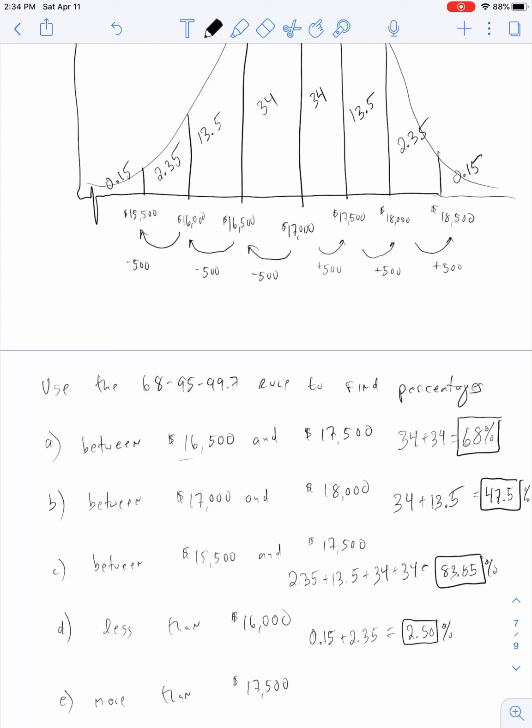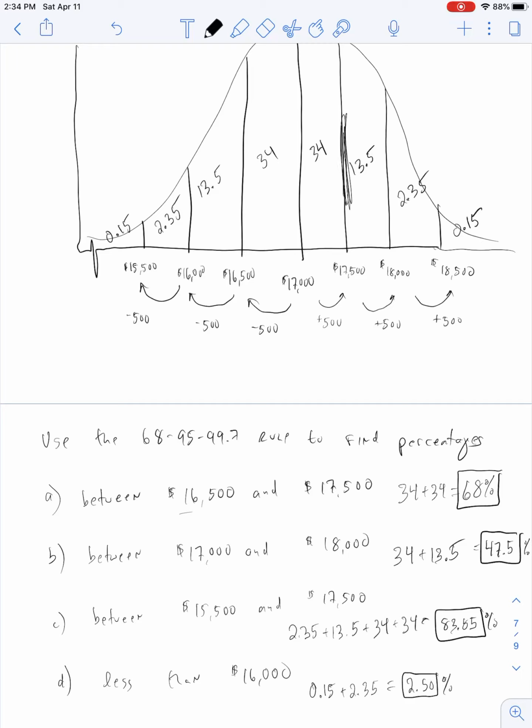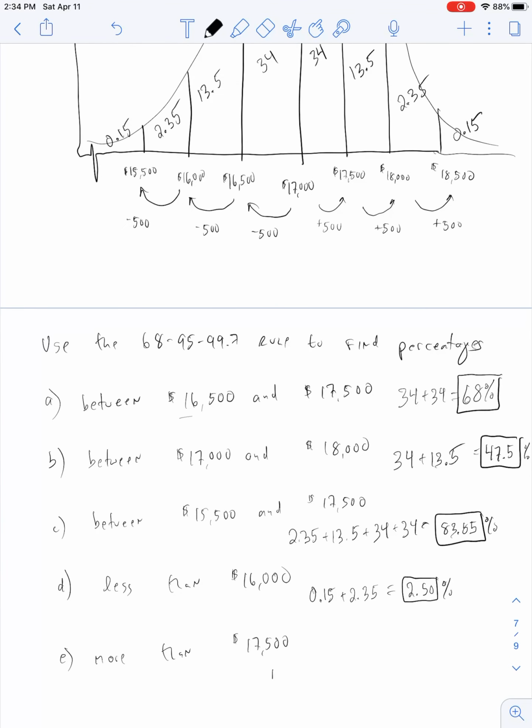And then we have more than 17,500. Here's your 17,500. More is to the right, so we would add those numbers. All right, so let's take a look here. That is a 13.5 plus a 2.35 plus a 0.15. So we add those numbers, and that gives us a 16%. So some nice examples on how to work with this 68, 95, 99.7 rule.